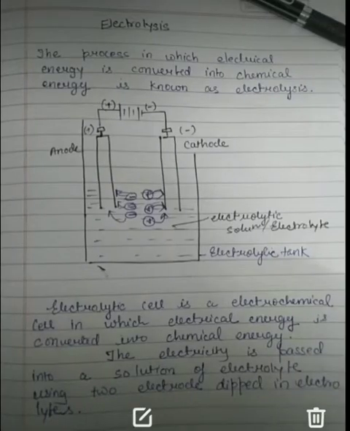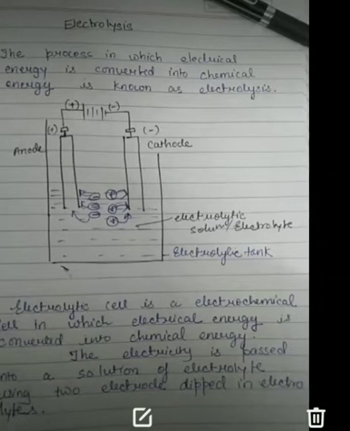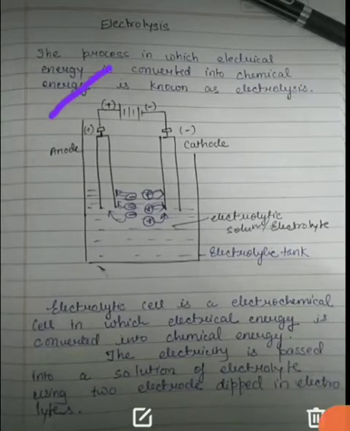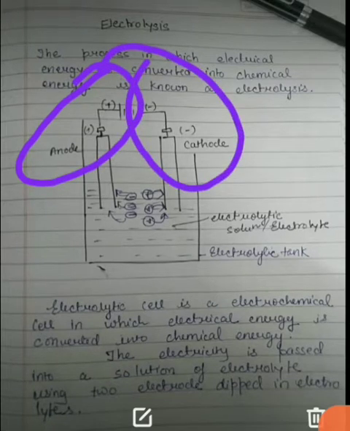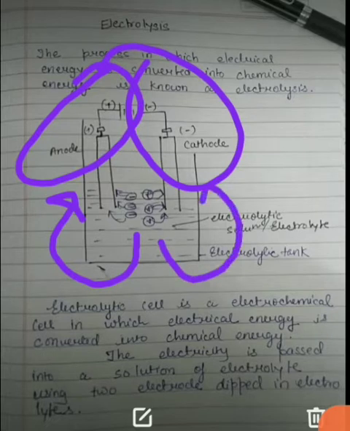Now students, let's talk about the products of electrolysis. As we have discussed, in electrolysis, electricity is passed into a solution of electrolyte using two electrodes connected to a battery. The positive terminal is connected to the anode, and the negative terminal is connected to the cathode. The negative ions move toward the anode and the positive ions move toward the cathode. Now, talking about the products of electrolysis.